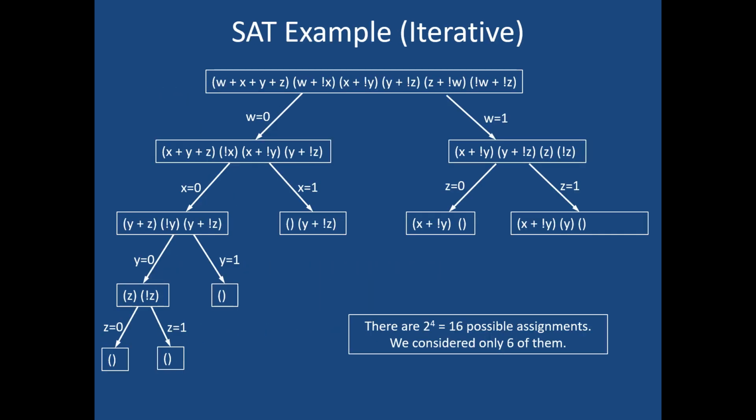So there were 2 to the 4th possible ways to assign truth values, but we only had to look at 6 of them. And I didn't specify the way that we choose which subproblem to work on next. That would be something you'd have to fill in if you wanted to use this approach. But that's what an iterative backtracking algorithm would look like.